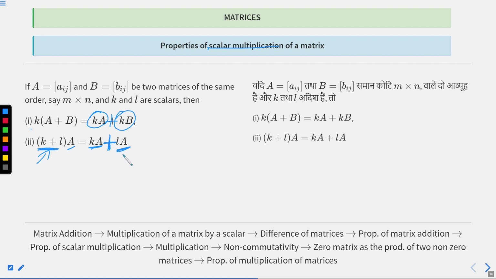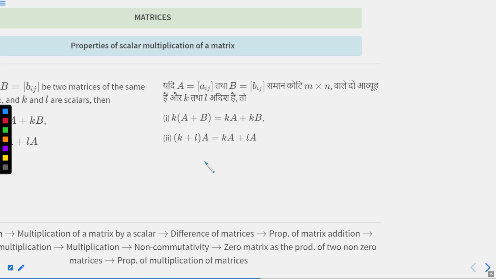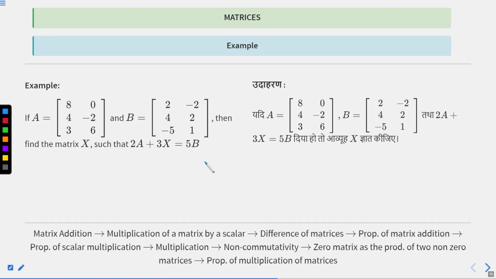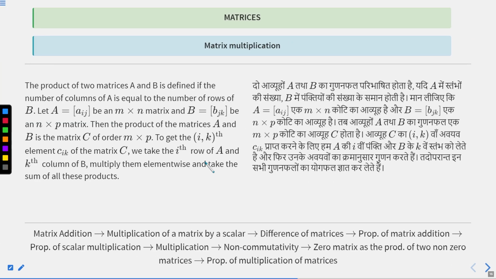Okay, I hope that you are memorizing or recalling these things. And we saw the answer for the just previous question. Now we were at this stage, the matrix multiplication.